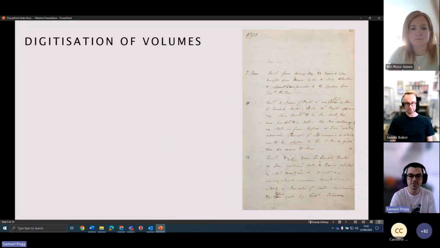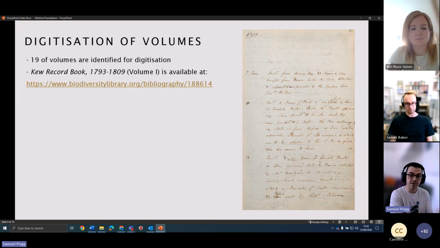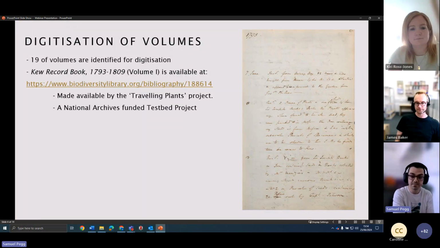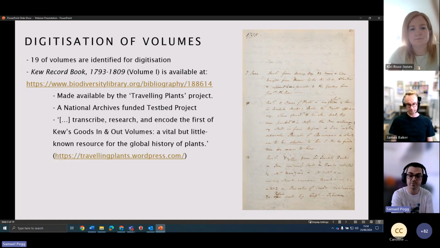So, the digitization of these volumes. There are 19 of these volumes identified for digitization at some point, with the first Kew record book, 1793 to 1809, available on the Biodiversity Heritage Library and found at the attached link. The volume was made available by the Travelling Plants Project, which was a National Archives funded testbed project and set out to transcribe, research and encode the first of Kew's goods in and out volumes, a vital but little known resource for the global history of plants.